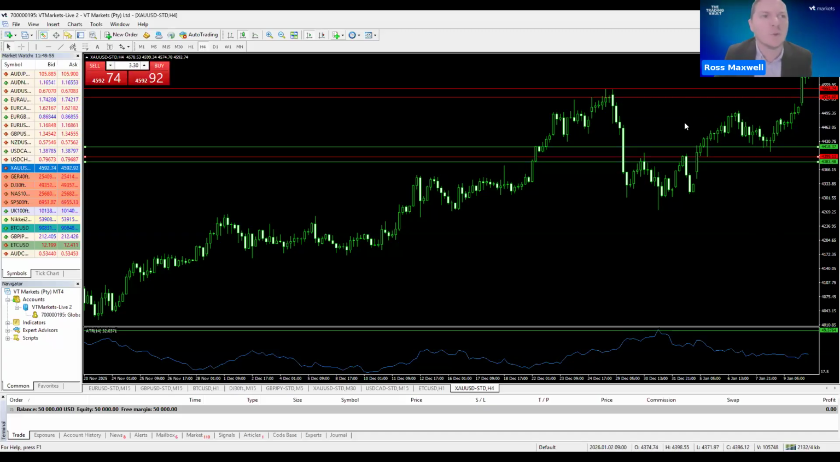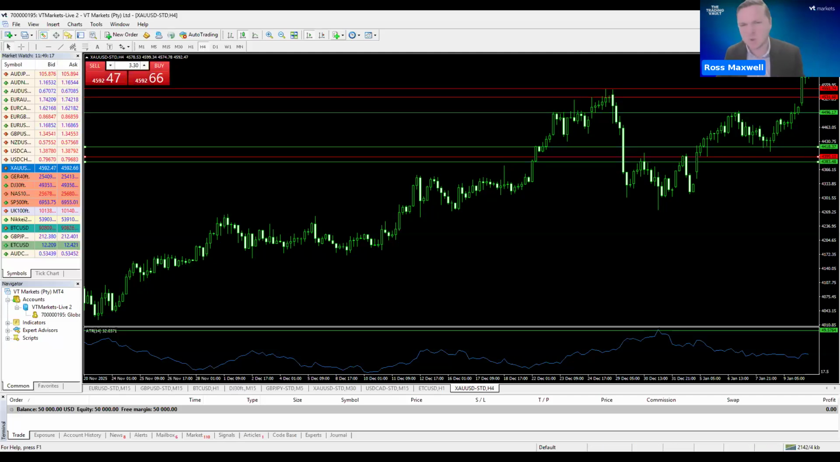In regards to targets, you want at least 1 to 1. In this case, I probably would target sort of back up towards these highs here, this high here, which is 44.95. So I've got a potential 75-point target. What have I got? I've got a 35-point stop loss. So I've got just over a 2 to 1 trade, something like that, and that to me is okay.